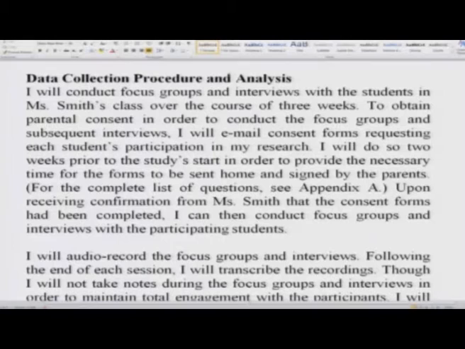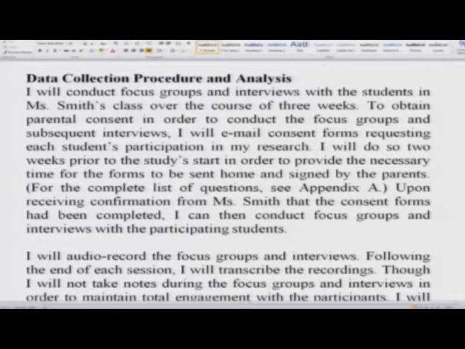Now, data collection procedure and analysis. I will conduct focus groups and interviews with the students in Ms. Smith's class over the course of 3 weeks. To obtain parental consent in order to conduct the focus groups and subsequent interviews, I will email consent forms requesting each student's participation in my research. I will do so 2 weeks prior to the study start in order to provide the necessary time for the forms to be sent home and signed by the parents. For the complete list of questions, see Appendix A.